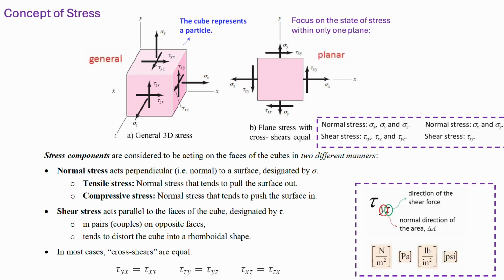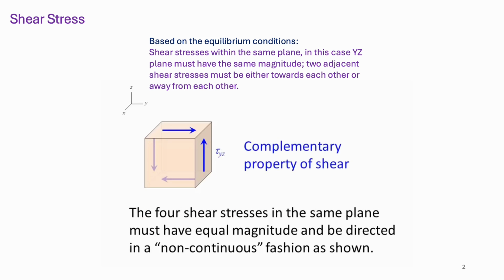The normal stress can be tensile or compressive. The tensile stress tends to pull the surface out. However, the compressive stress tends to push the surface in. The compressive stresses are represented by a negative quantity or negative sign, and the tensile stresses are represented by a positive quantity or positive sign. Please recall from the statics course.